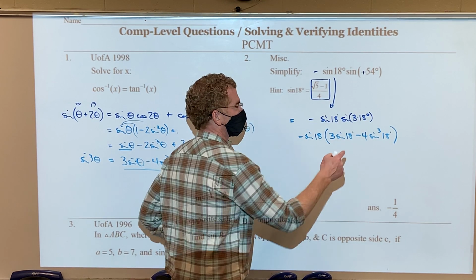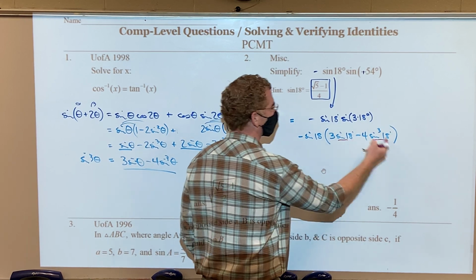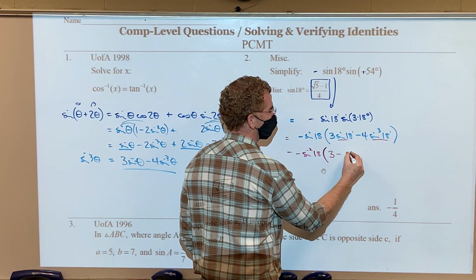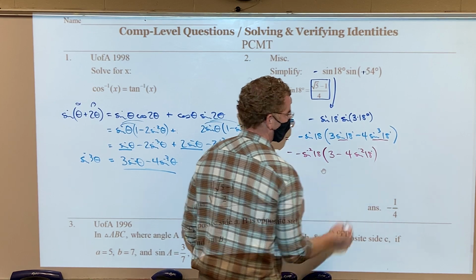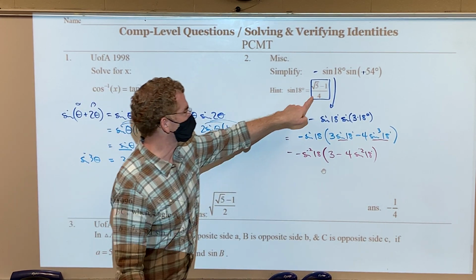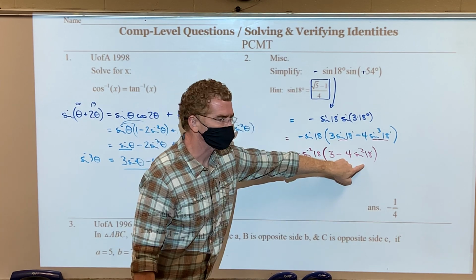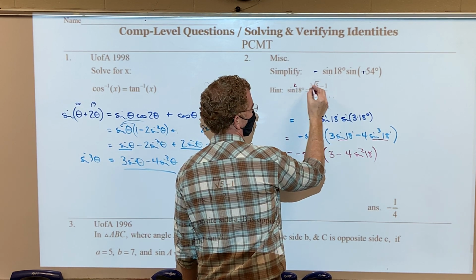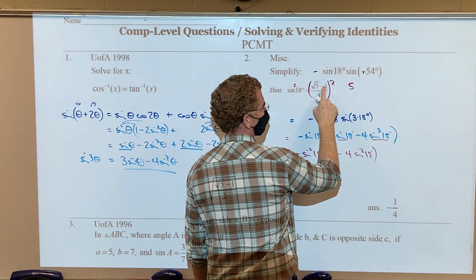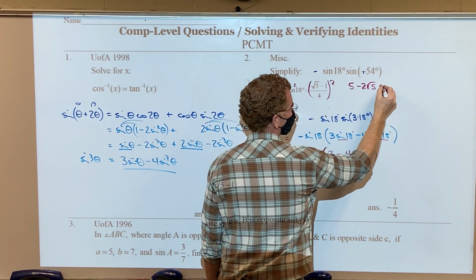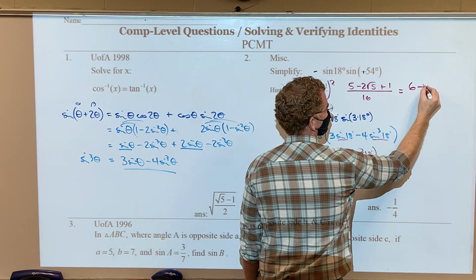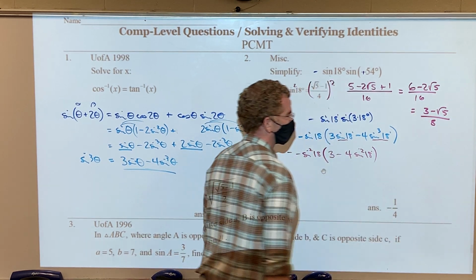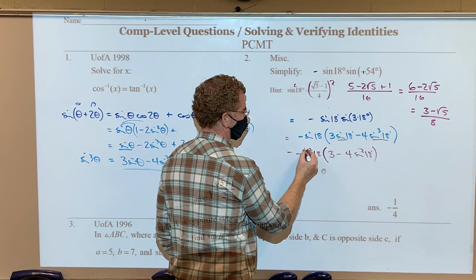But what if I factored one of these sine of 18s out? That would give me negative sine squared of 18 times 3 minus 4 sine squared of 18. That I like a little better, because that would enable me just to square that first, and then plug it in. So if I squared that, how do you square that fraction right there? Square the first, that times 2, square the last, over 16. So I get 6 minus 2 root 5 over 16, which is 3 minus root 5 over 8. So I'm going to take 3 minus root 5 over 8, and I'm going to plug it there.